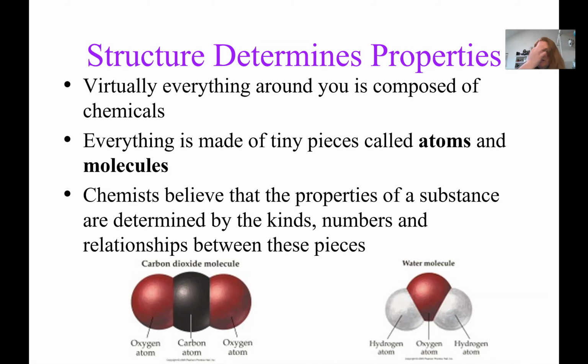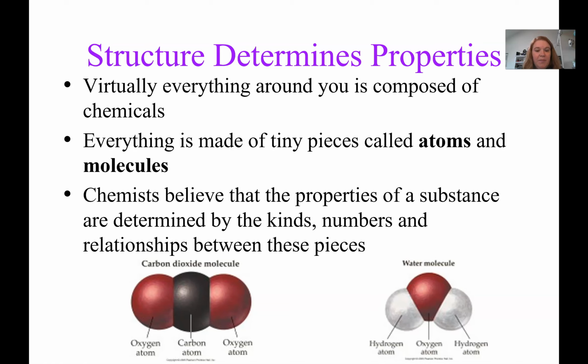Nearly everything that surrounds you is a chemical. It's made of chemicals. And chemicals are made up of very small pieces that we call atoms or molecules. And we're going to define those later on a little bit further. We just need to know that those are some very small building blocks. And what those atoms and molecules look like determine information about the properties.